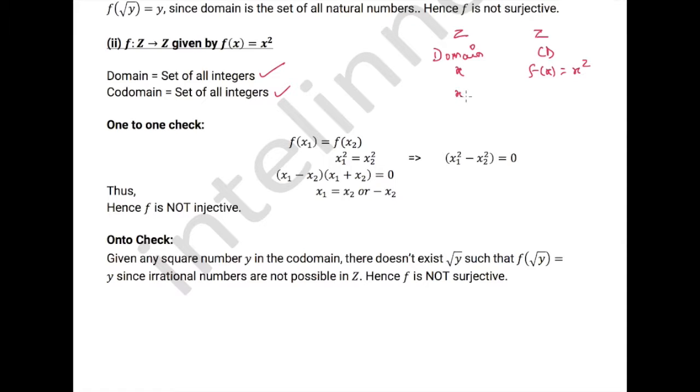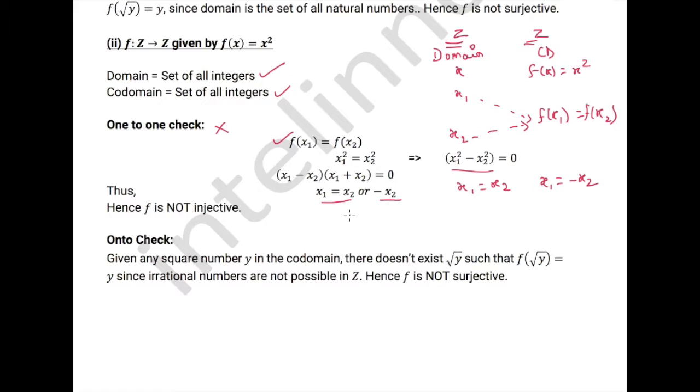Now doing the one-to-one check, we are assuming it is a many-to-one function. So f of x1 equal to f of x2, x1 square equal to x2 square. Now we get x1 equal to x2 or minus x2. Now the problem is both are possible. x1 equal to x2 is possible, and x1 equal to minus x2 is also possible, because both domain and codomain are defined in Z, integers. When we say integers, it includes both negative and positive integers, and hence it is not one-to-one.